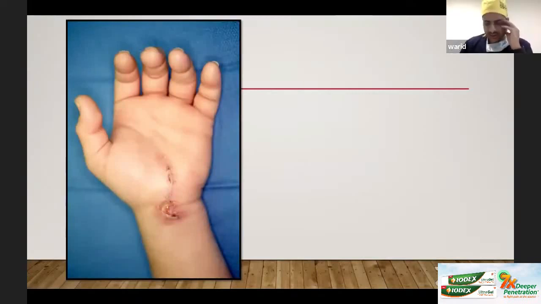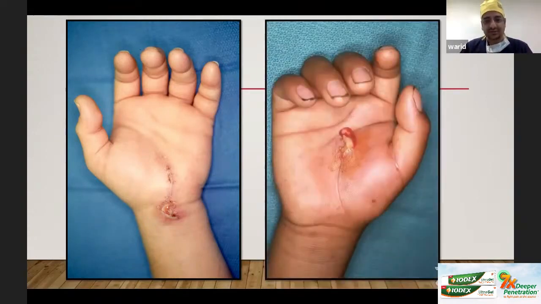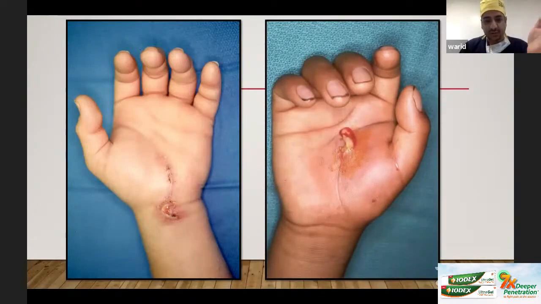Carpal tunnel syndrome is very common, all of us know, and we see it regularly in our day-to-day practice. But sometimes we consider carpal tunnel release a very minor surgery, and sometimes we see patients like this. This is really not something good we would like to see in our post-operative carpal tunnel release patients, draining wound and things like that. So things can mess up.